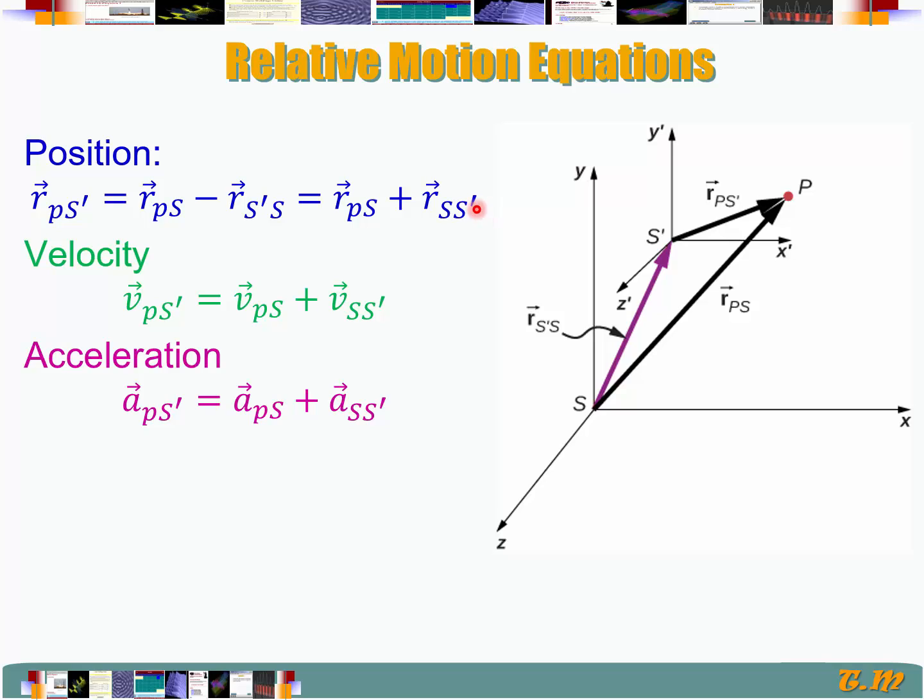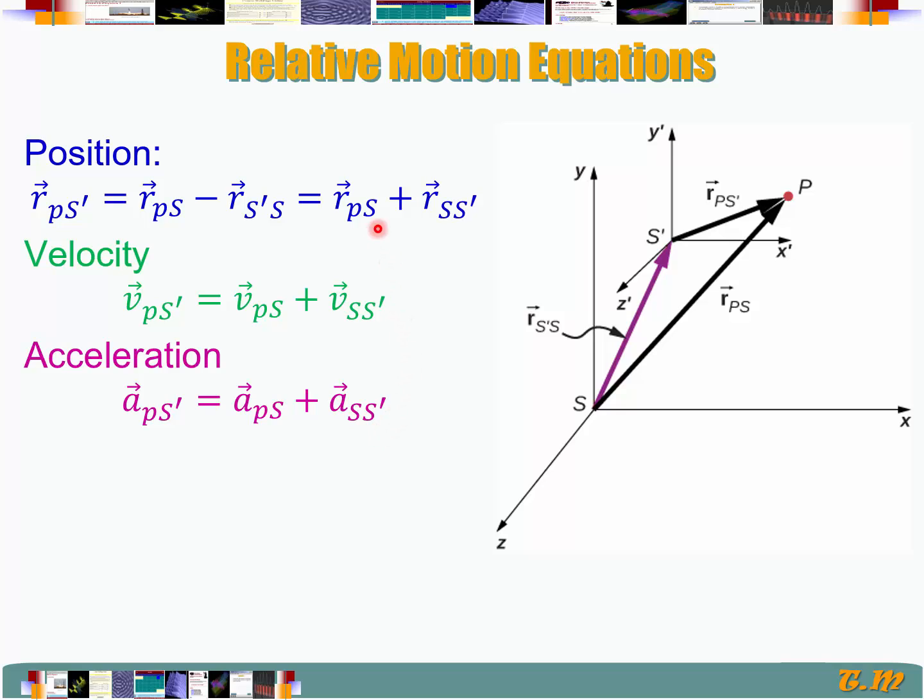Now, to find the velocities, we just take the derivative of the whole equation. The derivative of RPS prime should be VPS prime. The derivative of RPS should be VPS, and the derivative of RSS prime should be VSS prime. And to get the acceleration, we take the derivative of this. So we have APS prime is equal to APS plus ASS prime.